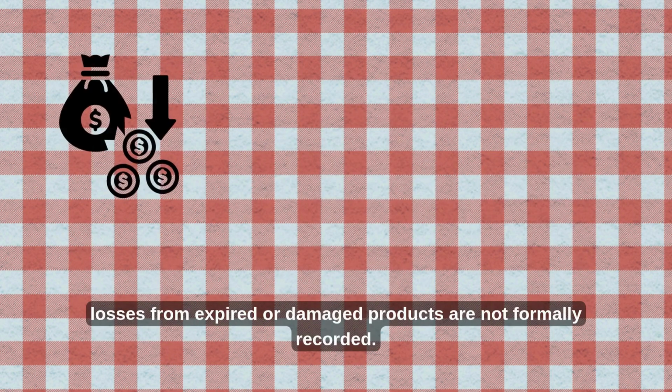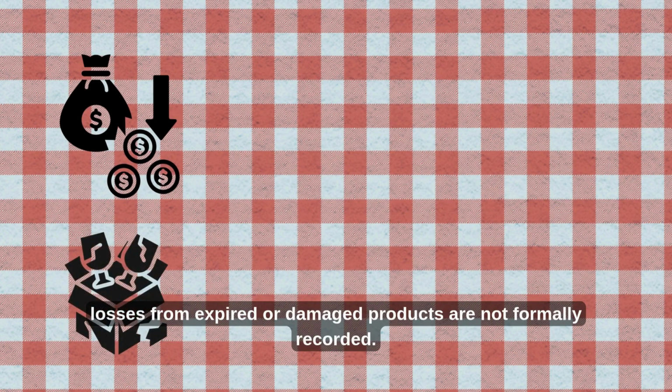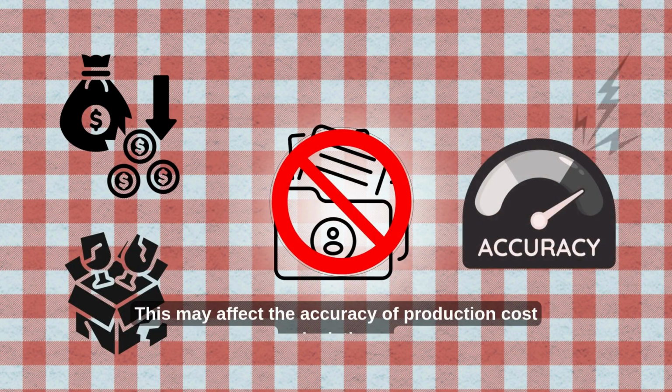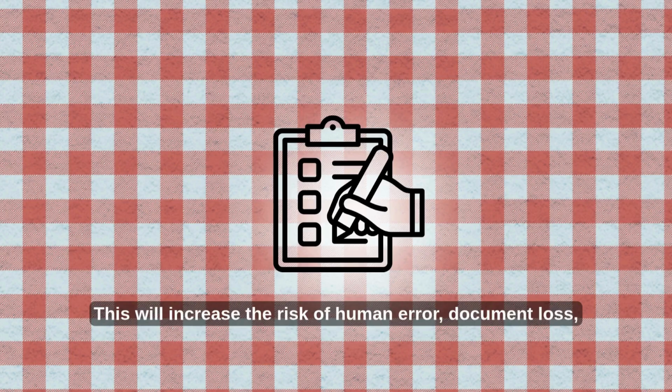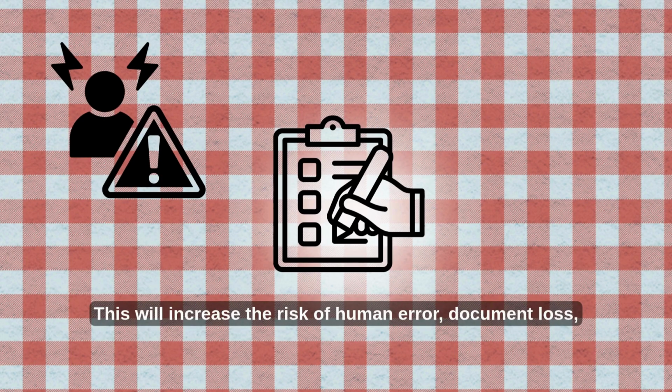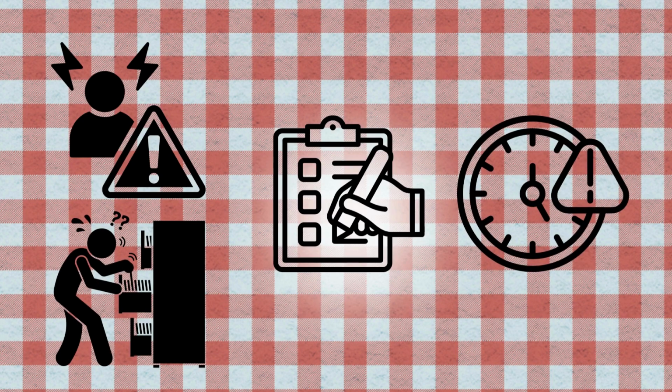Third, losses from expired or damaged products are not formally recorded. This may affect the accuracy of production cost calculations. Fourth, all recording activities are still manual. This will increase the risk of human error, document loss, and delayed information.